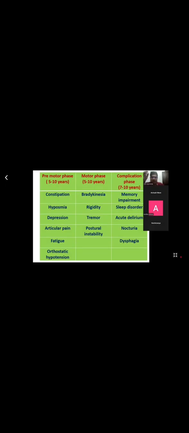So, a patient with chronic constipation, chronic hyposmia, chronic depression, or unexplained joint pains, easy fatigue, etc. can develop into full-blown Parkinson's disease in the next 5 to 10 years. And the motor phase. We can consider this premotor phase as Purva Rupavastha and the motor phase as Rupavastha, and the complication phase is Vyakti as well as Bhedavastha.